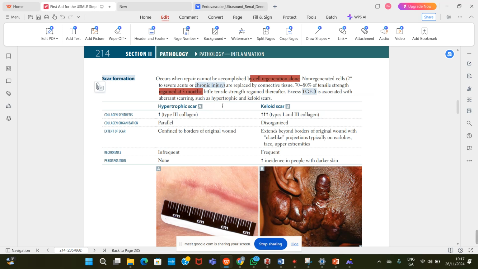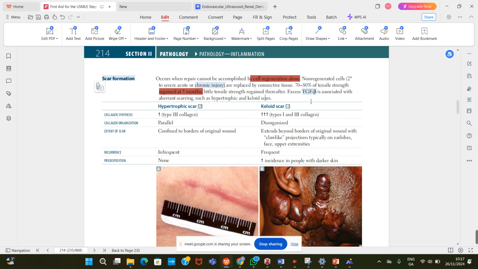But in some situations, you can have an abnormality in which that scar formation becomes too excessive, more than what is needed. And that brings us to the concept of the hypertrophic and the keloid scars. Both of them are associated with aberrant scar formation. And there's a particular growth factor that you must always watch out for in your exam that is responsible for this abnormal scarring, and that is transforming growth factor beta.